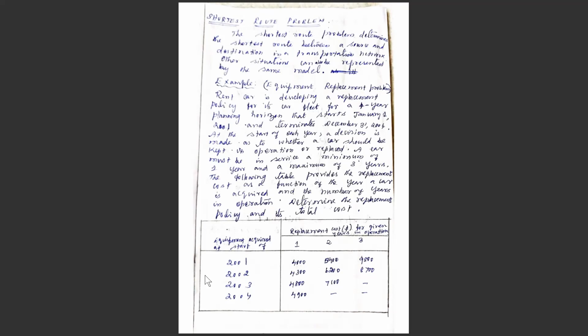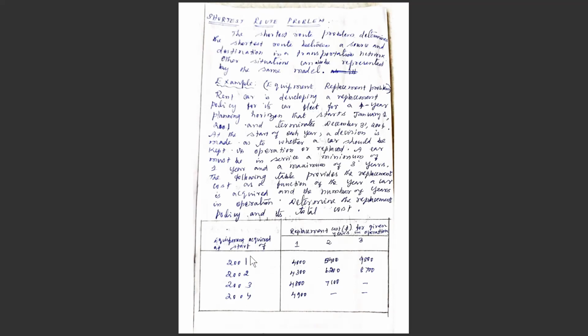This is a condition. The following table provides the replacement cost as a function of the year a car is acquired and the number of years in operation. So what is our problem? We have to determine the replacement policy and its total cost. This is the problem.